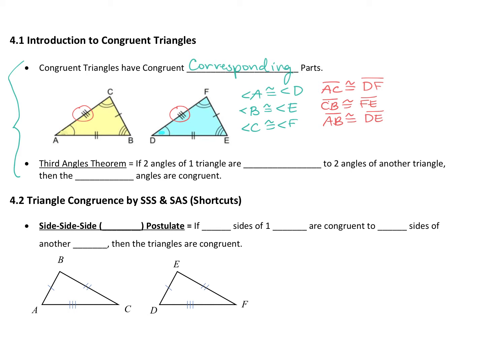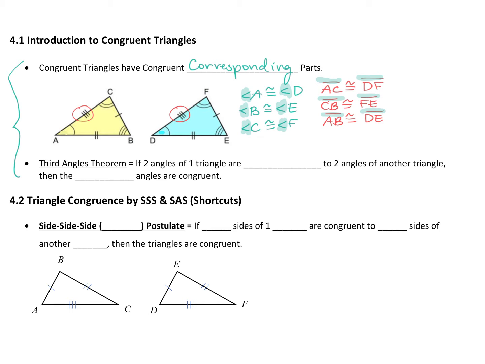Okay, so here's what I want you to notice. In two triangles, there are 6 things that match up. Angles, so there's 3 sets of angles, right? And 3 sets of segments. That's all 6 parts of a triangle that will have to be the same if the triangles are congruent.